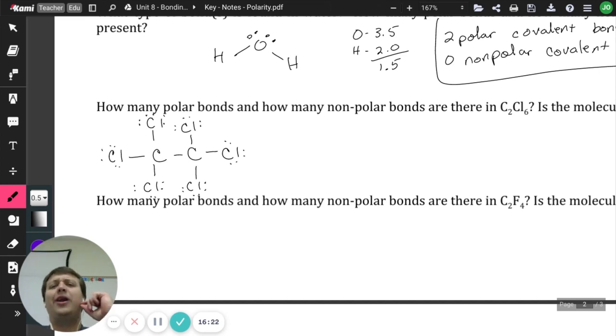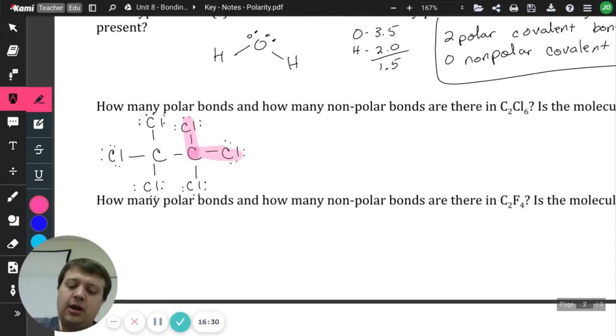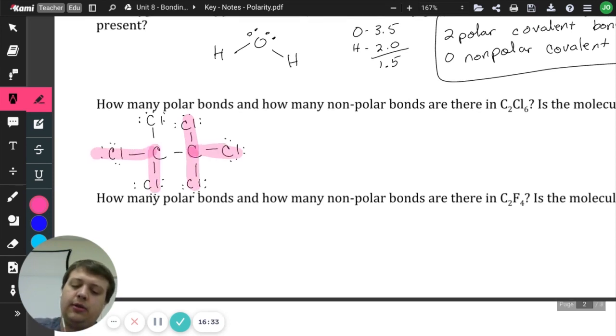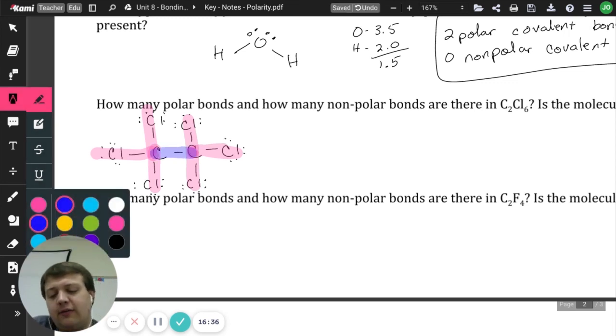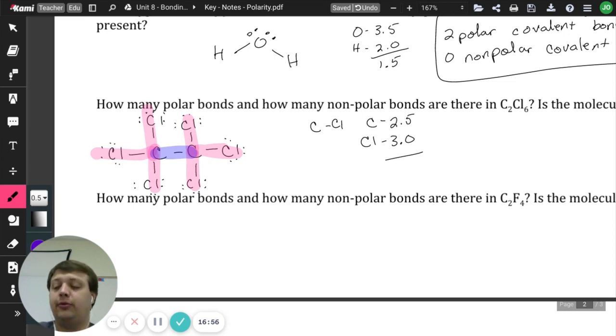All right, so now what I need to do is, first off, look and see what bonds have formed. I've got a bond between carbon and chlorine, one there, one there, one there, one there, and one there. But then I also have a bond between my carbon and carbon. So there's two different types of bonds here, and we need to keep note of that. For my carbon to chlorine bond, carbon has an electronegativity of about 2.5. Chlorine's electronegativity is about 3. So their difference in electronegativity is 0.5, which tells me that that is a polar covalent bond.